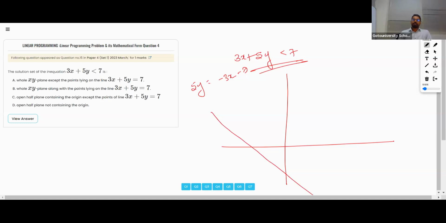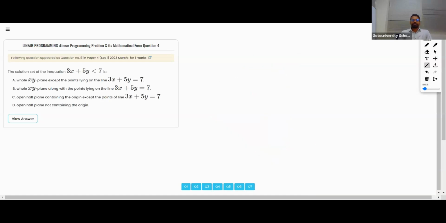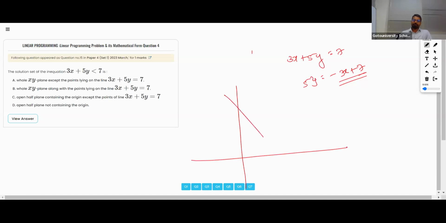Okay, because when x is equal to 0, y is equal to minus something, and when y is equal to 0, x is equal to minus something. Sorry, this is plus. Let me correct this part quickly. So our equation is 3x plus 5y is equal to 7. So 5y is equal to minus 3x plus 7. So it has a negative slope but a positive y-intercept. As it has a positive y-intercept and a negative slope, the line will be like this.